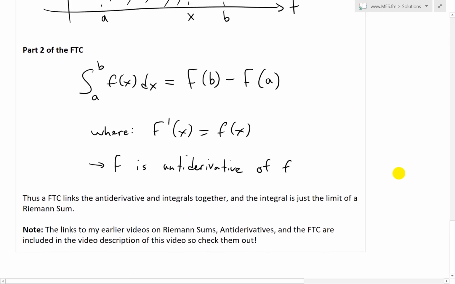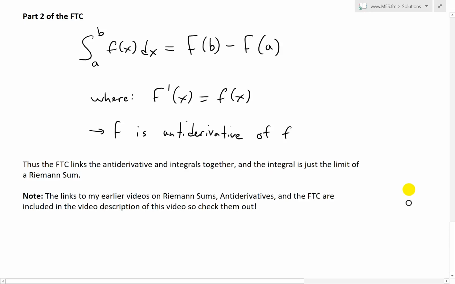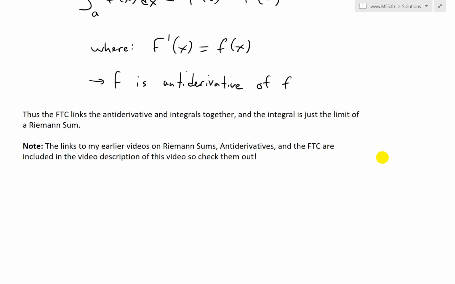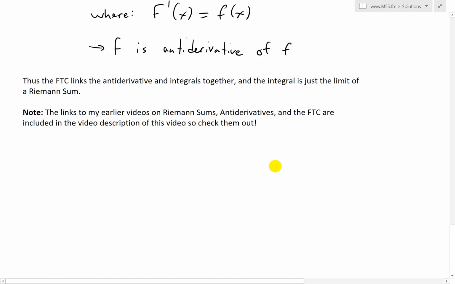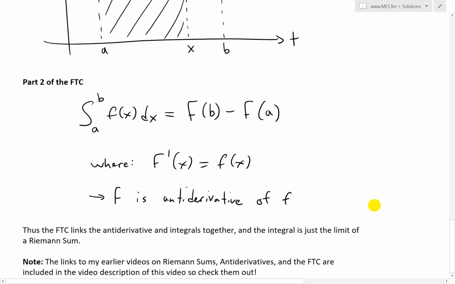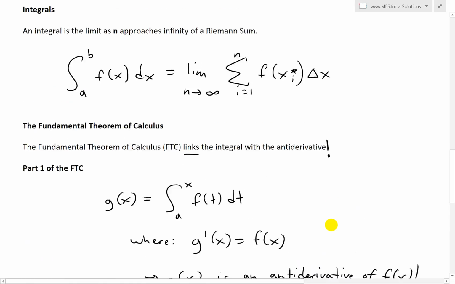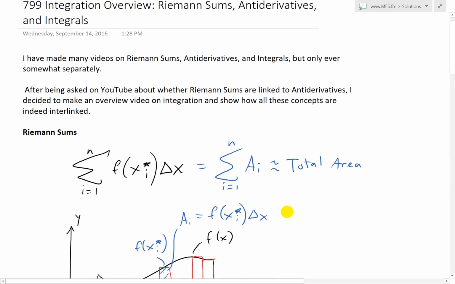So what we conclude is that the Fundamental Theorem of Calculus links the antiderivative and integrals together, where the integral is just the limit of a Riemann sum as n goes to infinity. Again, the links to my earlier videos on Riemann sums, antiderivatives, and the Fundamental Theorem of Calculus are included in the video description, so check those out for more detail. We learn from this overview how all the antiderivatives are linked with the integral, where the integral is just a special type of Riemann sum as n goes to infinity.